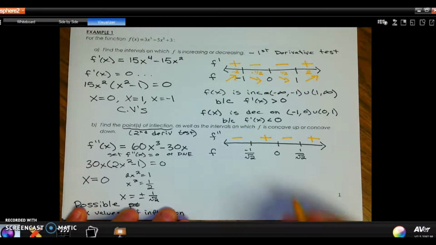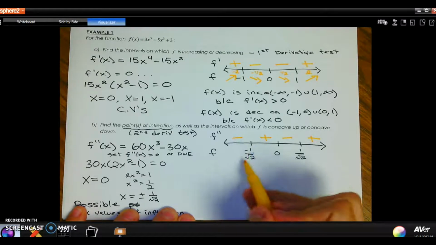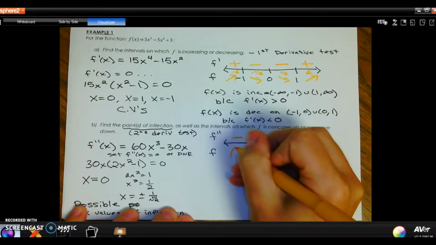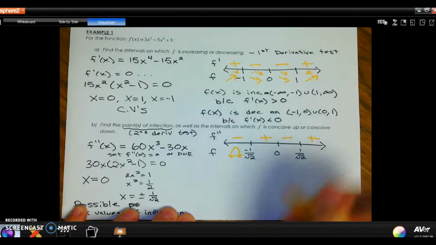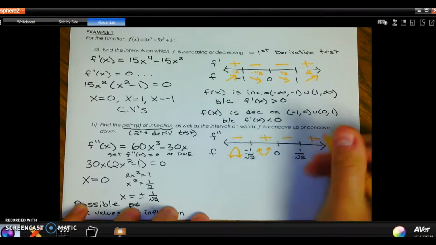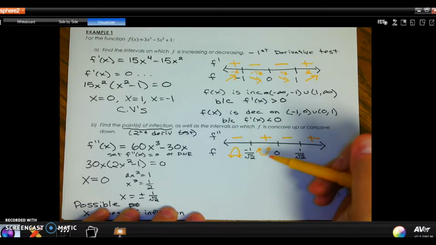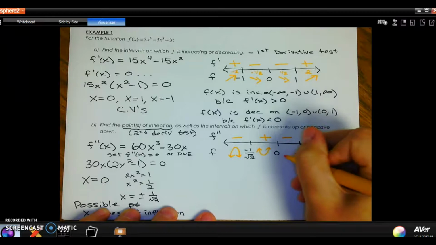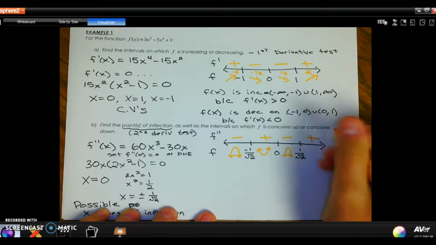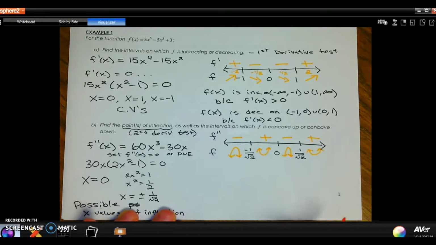Okay, so what does this tell me? Well, if it's negative, that means you're concave down. So it's looking like this. And if it's positive, and when I say it, I shouldn't say it, when your second derivative yields a positive result, that tells you the original is concave up. And so you can fill those in like so. Once you have this, you can then write your concluding statement.